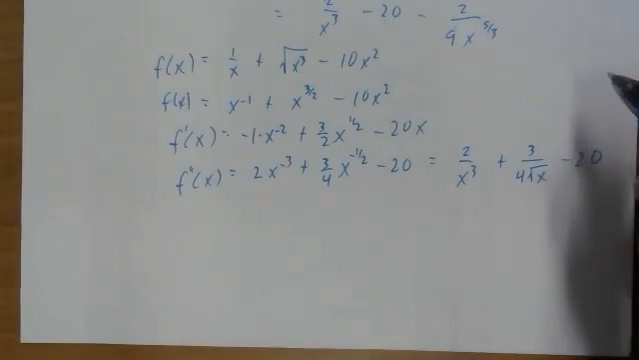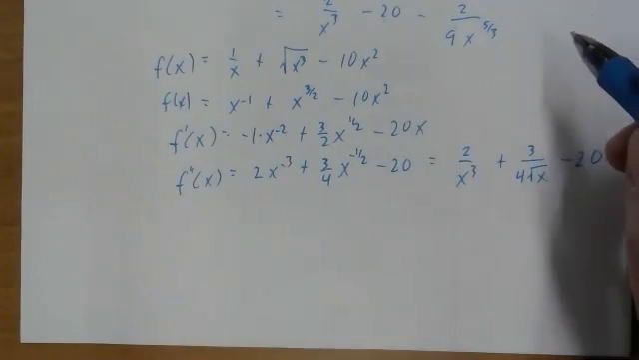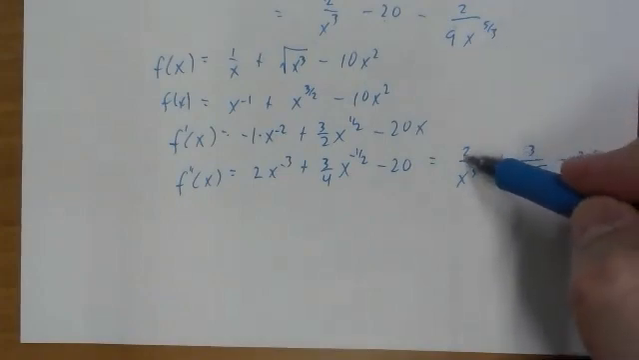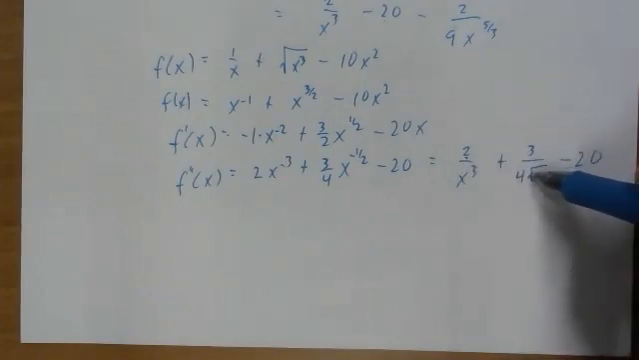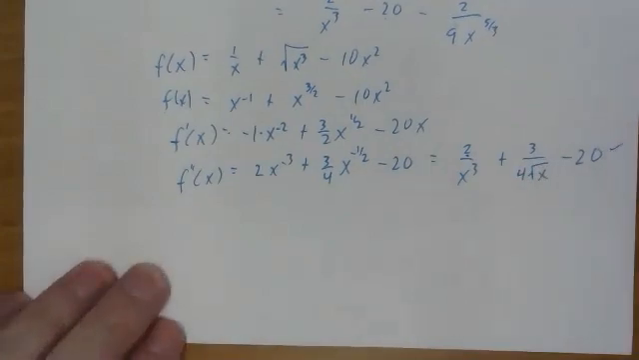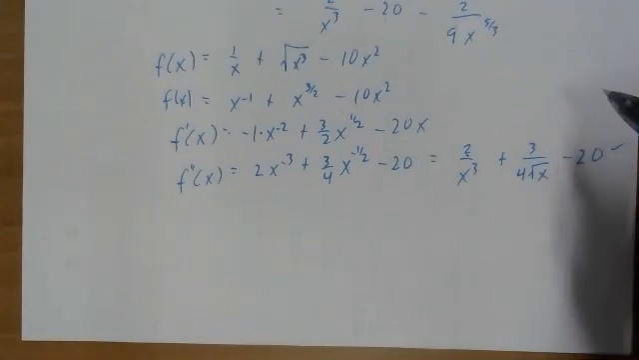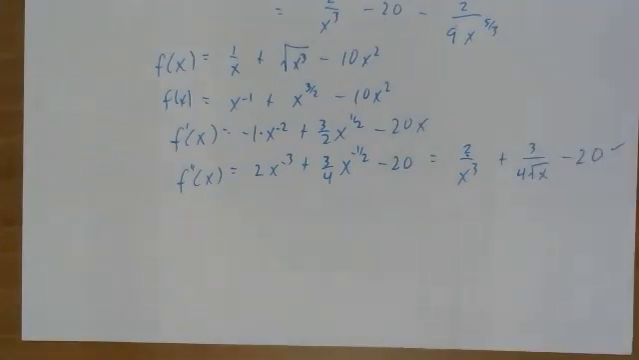See how that compares to the answer key. 2 over x cubed, 3 over 4 square root of x minus 20. That is correct. All right, sorry about that, but it happens to all of us. All right, now I got a couple story problems.